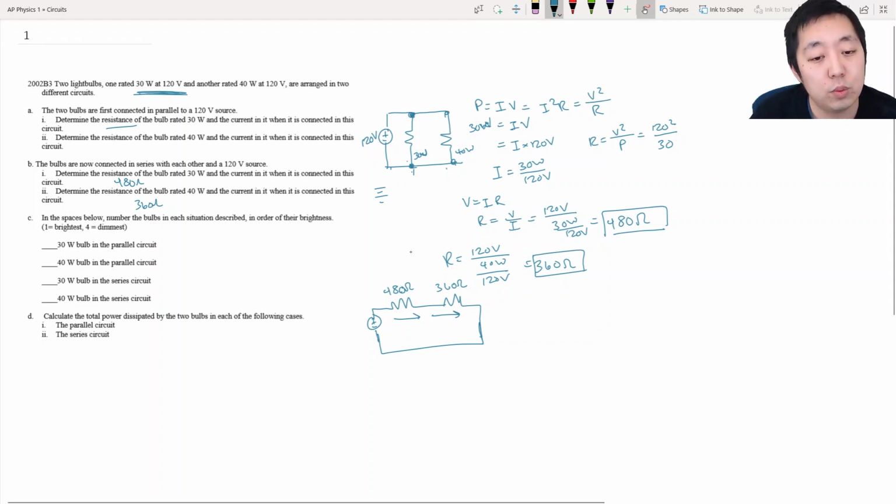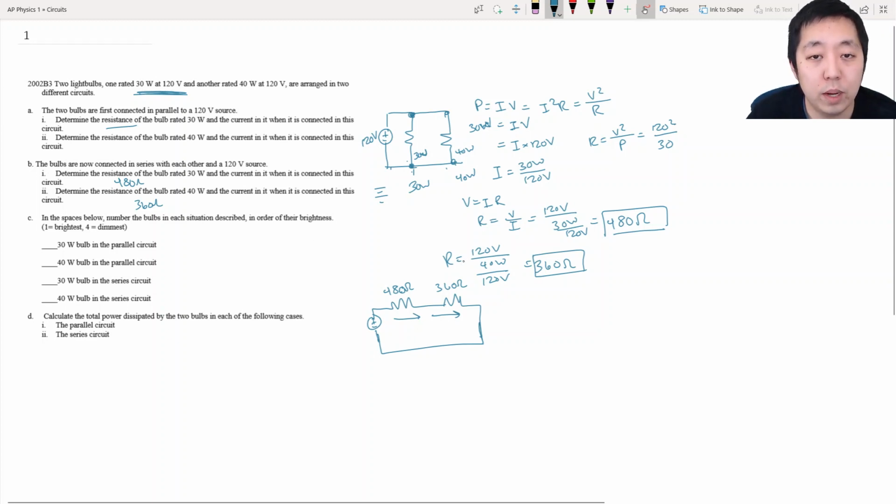Now the question is which one has more power? Okay. See, in the parallel one, because they're doing the same voltage, they both are using the full power. This is 30 watts. This is 40 watts. Okay. Because that's sort of the assumption here.